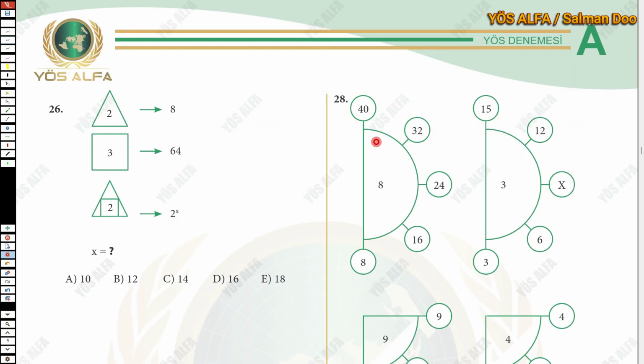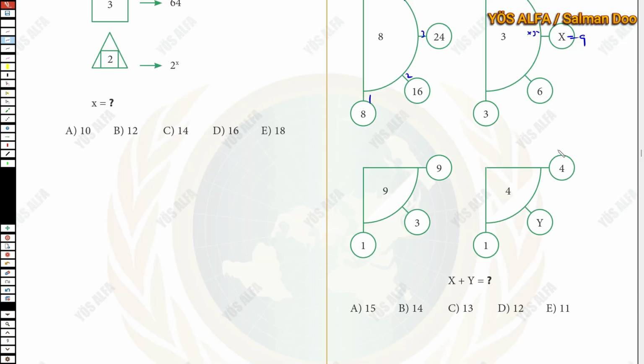28. Number figure relation. We have 8 times 1 is 8. 8 times 2 is 16. 8 times 3, 8 times 4, and 8 times 5 is 40. So for this one, 3 times 1, 3 times 2. So this one is 3 times 3, which is 9. For the second figure, the multiplication of these two gives us the one in the middle, and this one is the square root of this one. So this is square root of the one that is inside, and here 4 times 1 is 4. Square root of 4 is 2.